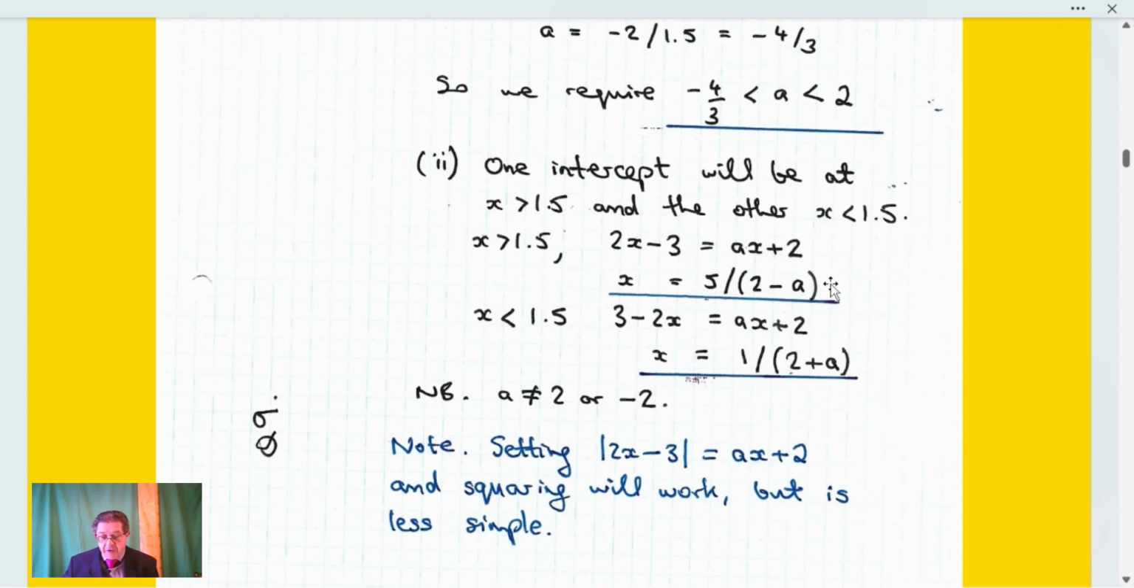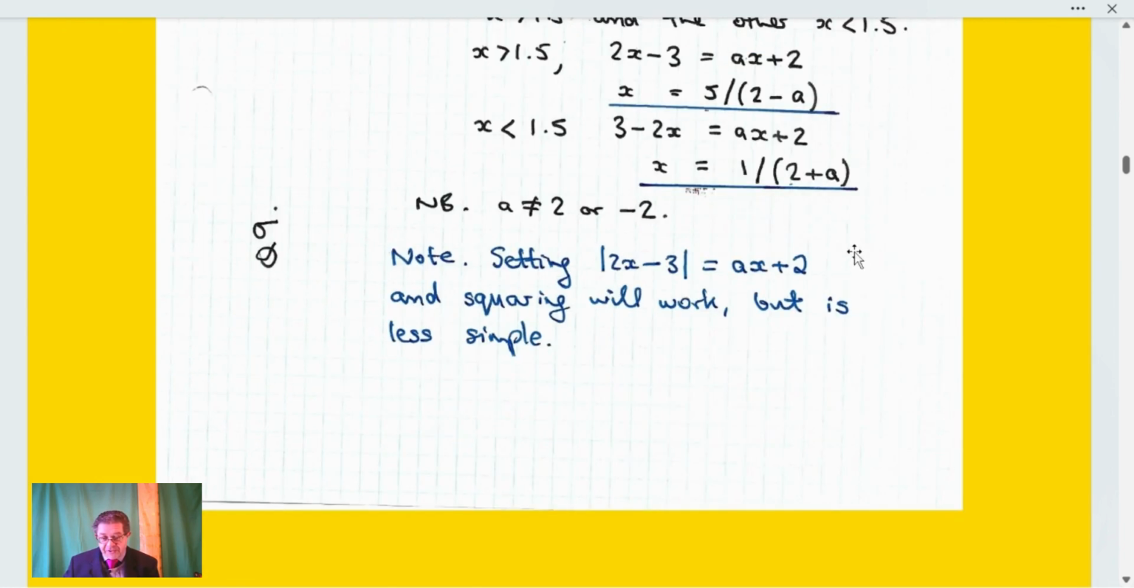Can 2 take a be 0? No, a cannot be 2. We've already said it's in the range where a is less than 2. On the other side, x is less than 1.5. Therefore, we solve this equation and we get x is 1 over 2 plus a. Can 2 plus a be 0? No, it can't. a cannot be minus 2 because it's in the range from minus 4/3 to 2. So our answer is this and this. These are our two answers.